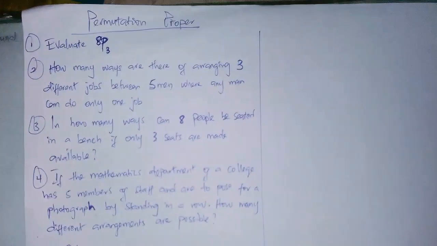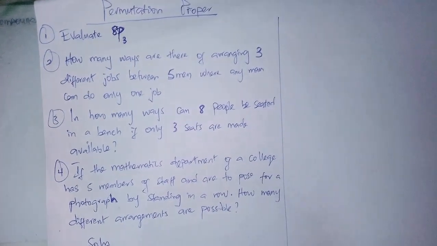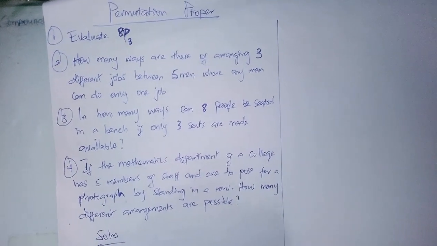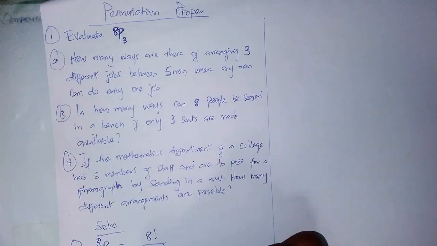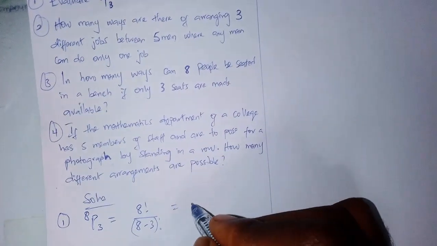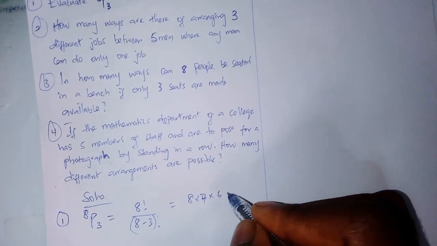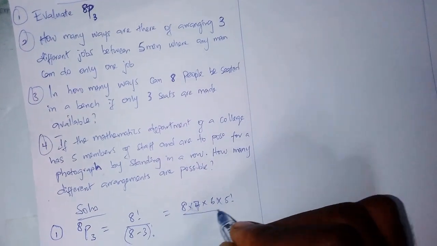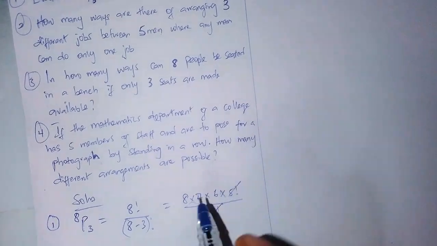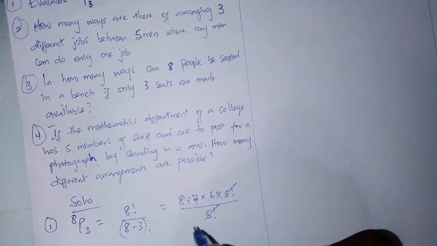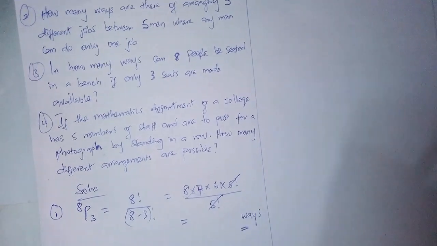Okay, quickly, I'll be looking at these questions in permutation. We have number one question as: evaluate 8 permutation 3. 8 permutation 3 becomes, using the formula, 8 factorial over 8 minus 3 factorial. This becomes 8 times 7 times 6 times 5 factorial over 5 factorial, since 8 minus 3 is 5 factorial. This cancels this out. 8 times 7 times 6, whatever you get, that is your answer, ways. Now, that's number one.